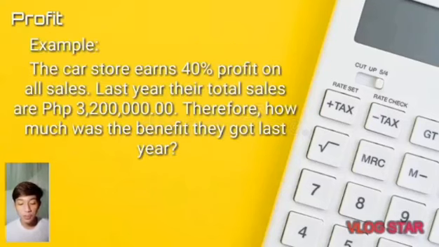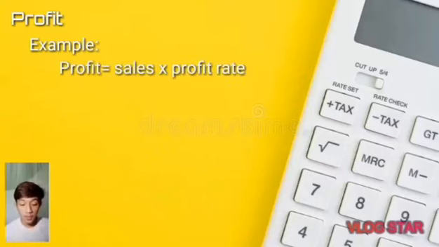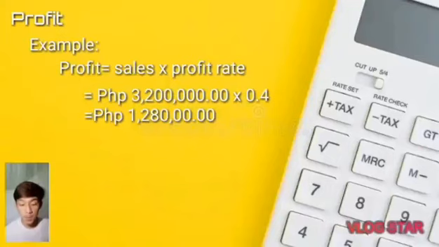The car store earns 40% profit on all sales. Last year, their total sales are 3,200,000 pesos. How much was the benefit that they got last year? So to compute the profit, we need the sales times profit rate. So 3,200,000 pesos times 0.40 is equal to 1,280,000 pesos. Therefore, the benefit that they got last year is 1,280,000.